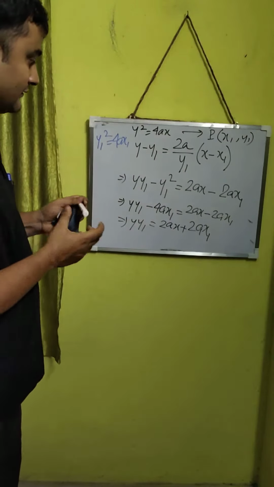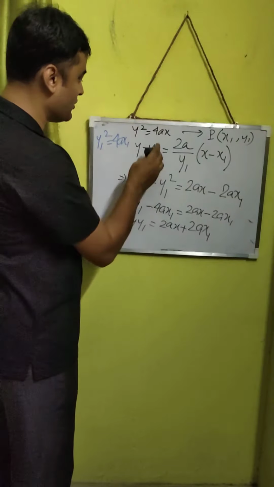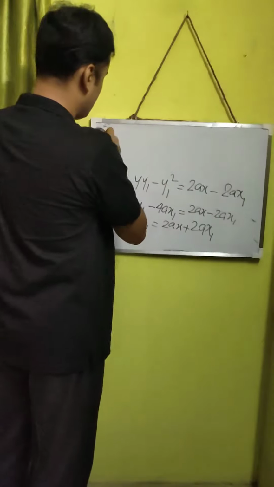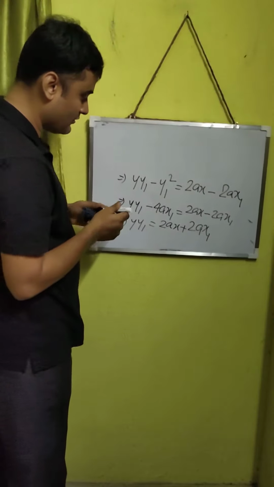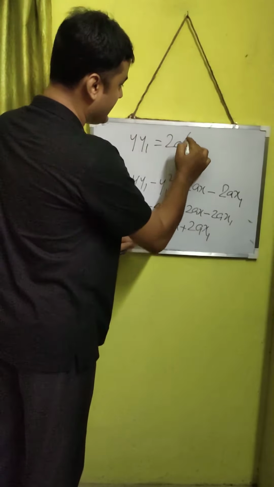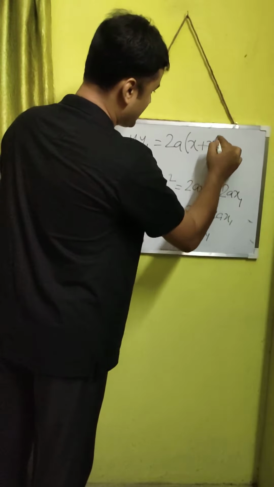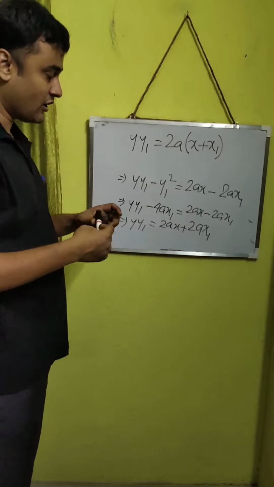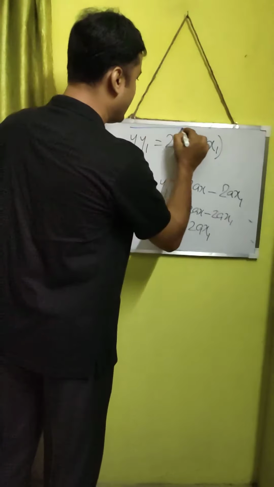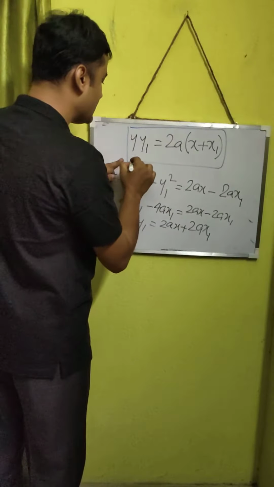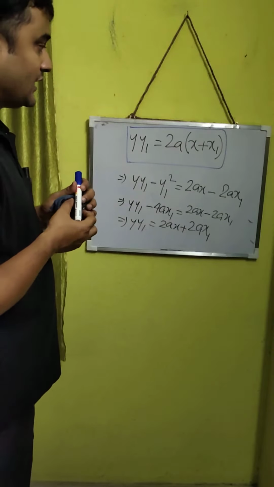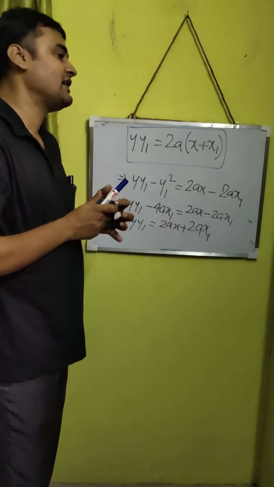Okay. So if we take 2a common, what do we get here? We get y1 equal to 2a into x plus x1. Now this is the equation of a tangent to the standard parabola y square equal to 4ax at the point x1 y1.